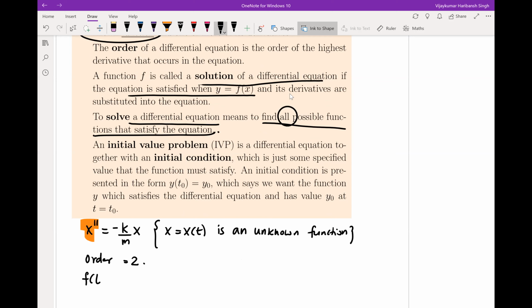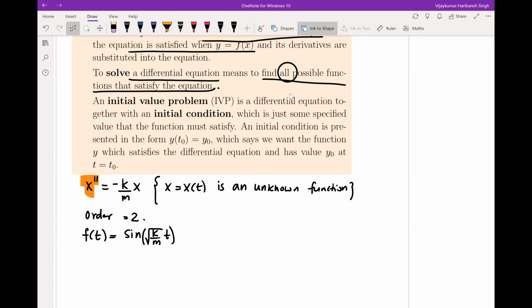What is the solution? We'll see later how to find solutions, particularly for first order differential equations. One solution you can see is going to be sine of square root of k by m times t. Solving for f of x can be tricky here. Okay, so this is an example of a differential equation.